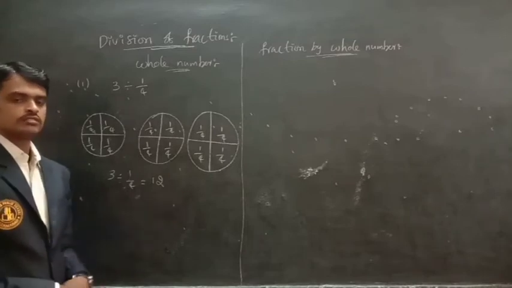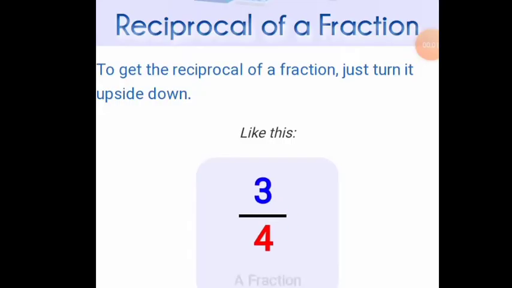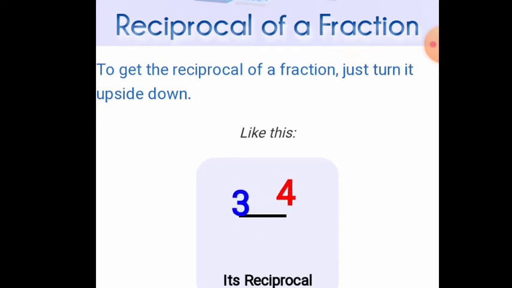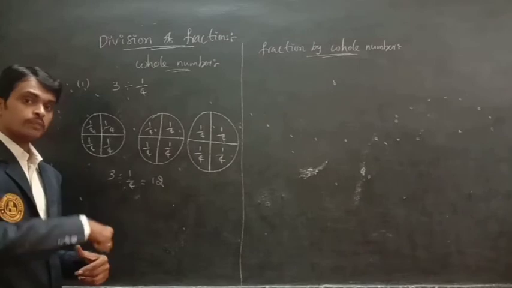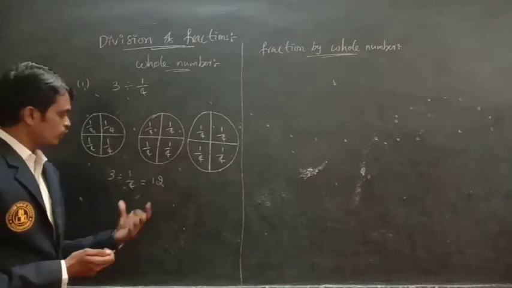Let's watch this. See here, the fraction is 3 by 4. The reciprocal of the fraction is 4 by 3. So here, just turning it upside down is called the reciprocal of a fraction. By using the reciprocal also, we can do this problem.